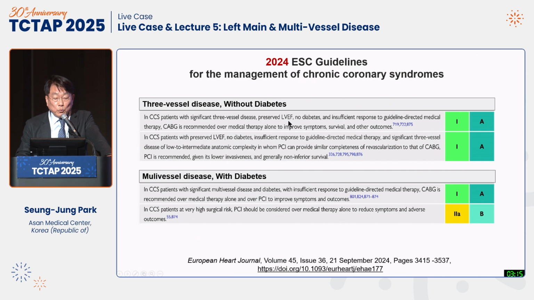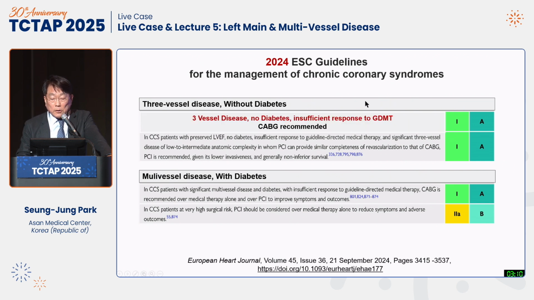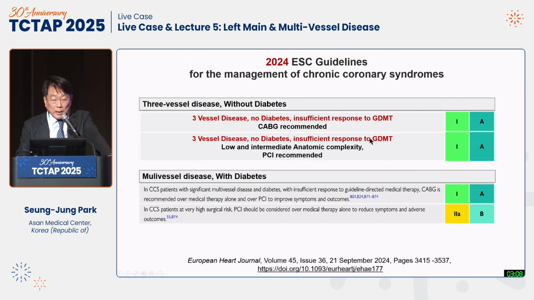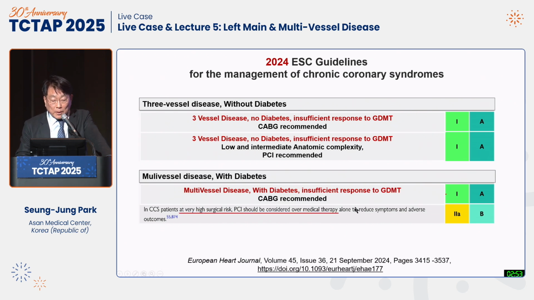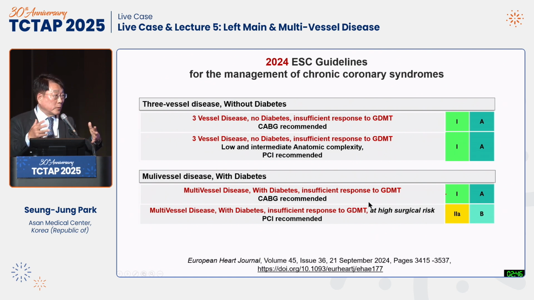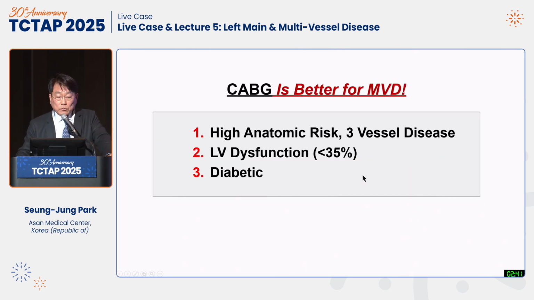3 vessel disease without diabetes and normal ejection fraction, 1A. And 3 vessel, no diabetes, with low anatomic complexity, low SYNTAX score, PCI would be good. And multivessel with diabetes and bypass surgery insufficiency, high risk PCI recommended 2A. Anyway, PCI has some role for revascularization.